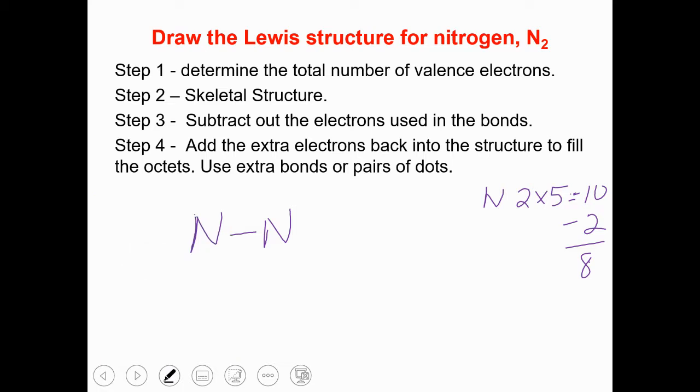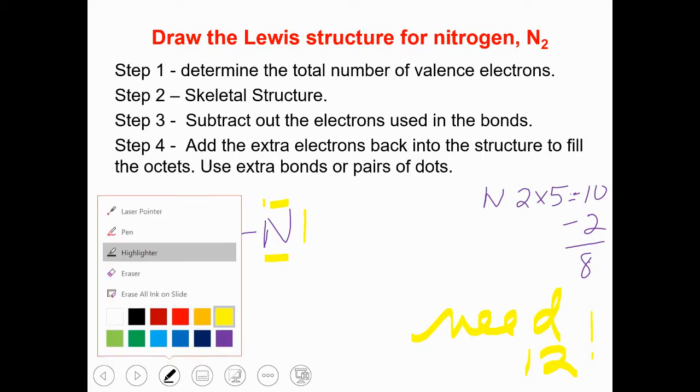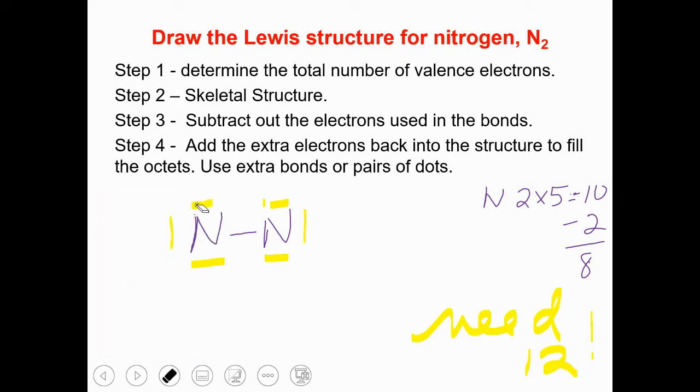Let's take a look at this structure. For each nitrogen to have 8 valence electrons, I need 1, 2, 3, 4, 5, 6, 7, 8, 9, 10. Oh my gosh, I need 12 more. I definitely have a discrepancy there. In fact, my discrepancy there is 4. That means that I'm going to have more than 1 multiple bond. I'm going to need several multiple bonds, okay?